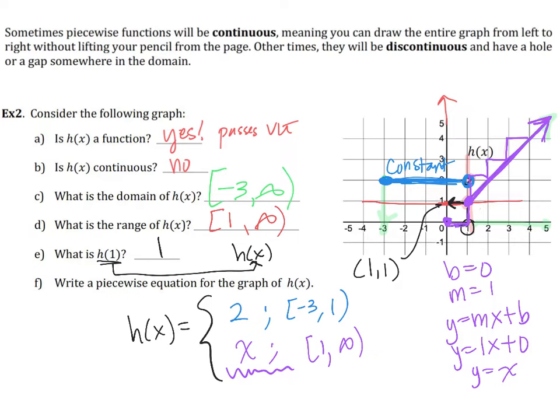If I put in 1, I get 1. If I put in 2, I get 2. If I put in 3, I get 3. So that is the piecewise function. I have 2 pieces, and then I have to do the domain restriction to identify where those pieces begin and where those pieces end.